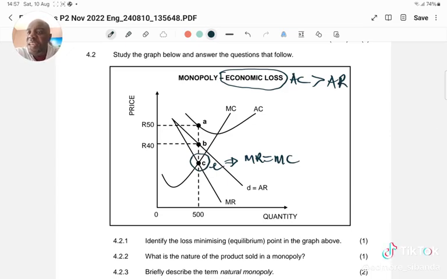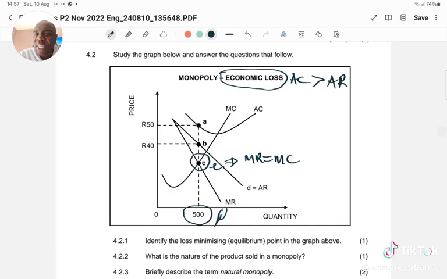What does that mean in simple terms? It means that this is the point at which the business should produce. So the quantity that the business needs to produce to maximize its profit or to minimize its losses is 500, because this is where marginal revenue is equal to marginal cost, represented by letter C. So the 500 represents the quantity.